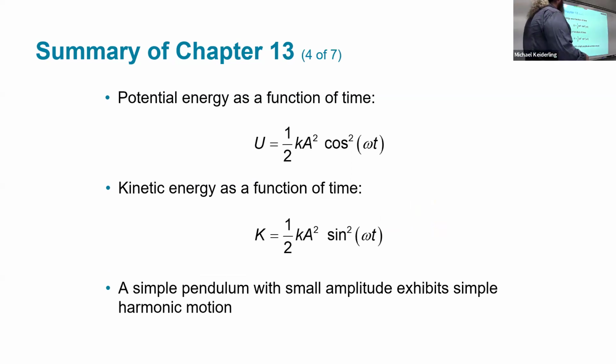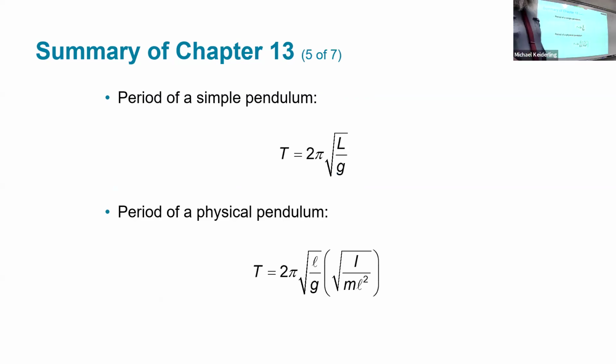And a simple pendulum with small amplitude exhibits simple harmonic motion, because small angles approximate to the sine of the angle. The period of a simple pendulum is 2 pi square root of L over g, where L is the length and g is the acceleration due to gravity. And the period of a physical pendulum, which is not just a mass on a weightless rod, is 2 pi square root of the moment of inertia over m g times the length to the center of mass. There's an adjustment factor for the moment of inertia.